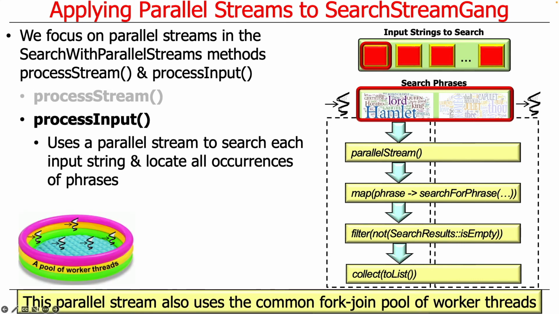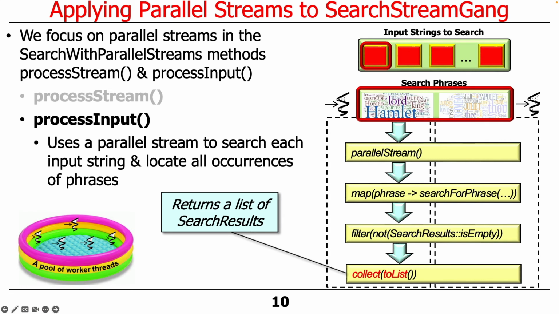And once again, all that processing is going to be using the common fork-join pool. So we have a bunch of threads, and as these things are chunked up, they're handed off to the fork-join pool, and then when it's their time to run, some worker thread in the fork-join pool will take that chunk and do its thing in parallel to other chunks that are taking place. This returns a list of search results. So these are all the things that matched, if any, from the phrases for that work of Shakespeare.